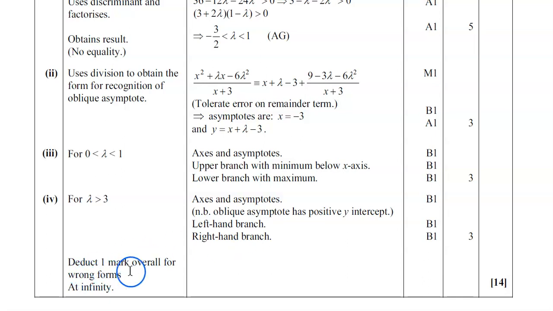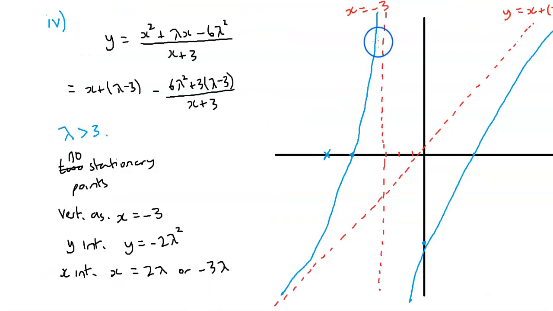And then it says deduct 1 mark overall for the wrong forms at infinity. I think by that it meant if you do something where it curves around or something like that, then that's definitely wrong. You would lose a mark there. Basically, you're supposed to be showing that it tends towards the asymptotes. I'm not really sure if I showed that clearly enough here. I guess it's potential to lose 1 mark, but it's probably fine. Okay, so that's all for that question.